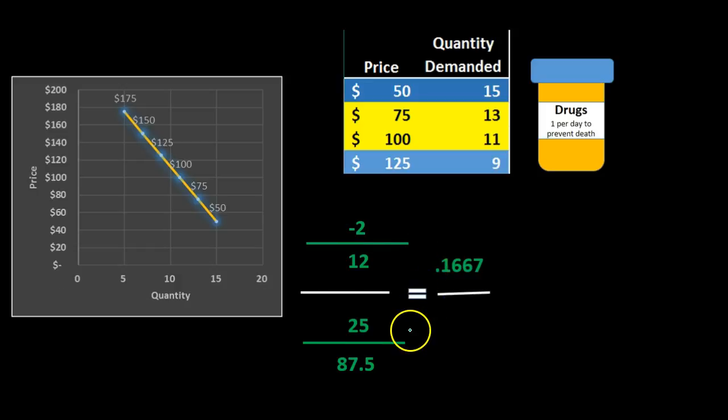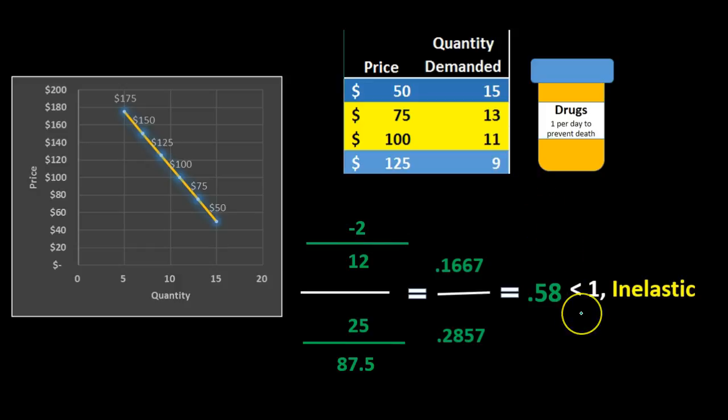We're dividing it by the 25 divided by the 87.5, which gives us approximately 0.2857. Then the 0.1667 divided by the 0.2857 will give us 0.58. Since it's a point something, it's less than 1. Therefore, we have something that's less than 1 and inelastic, as we predicted, given that we have a fairly vertical demand curve and the type of product given for the example. Numerically, in order to have something be inelastic, this calculation needs to be less than 1.